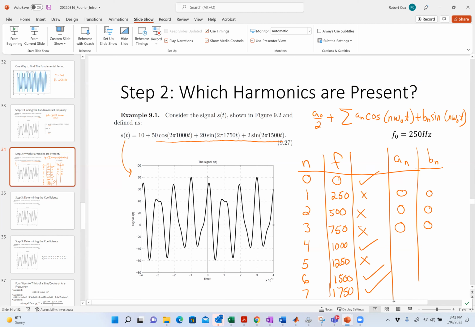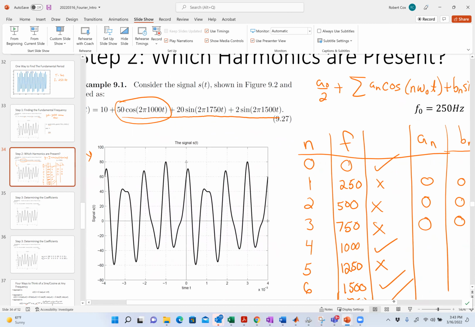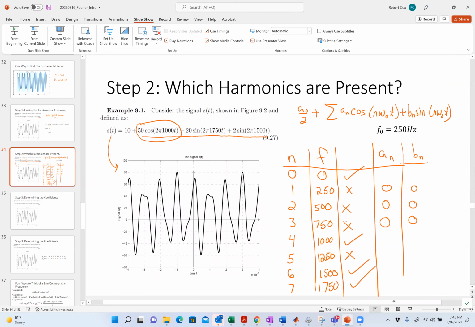What about there at the fourth harmonic? What's the A n value and what's the B n value? Looking at that expression, the fourth harmonic was this guy, 1000. What's my A and B values there? 50 and 0, right? Because I have a cosine term but no sine term. And then it would be similar, right? So 1250, do I have anything for that? No. Then what do I have? I have a sine term at 1500. So what's my A value? 0, and my B value is 2. At 1750, it's 0 and 20. So I figured out by inspection what my values are. Okay, so I can do that by inspection.